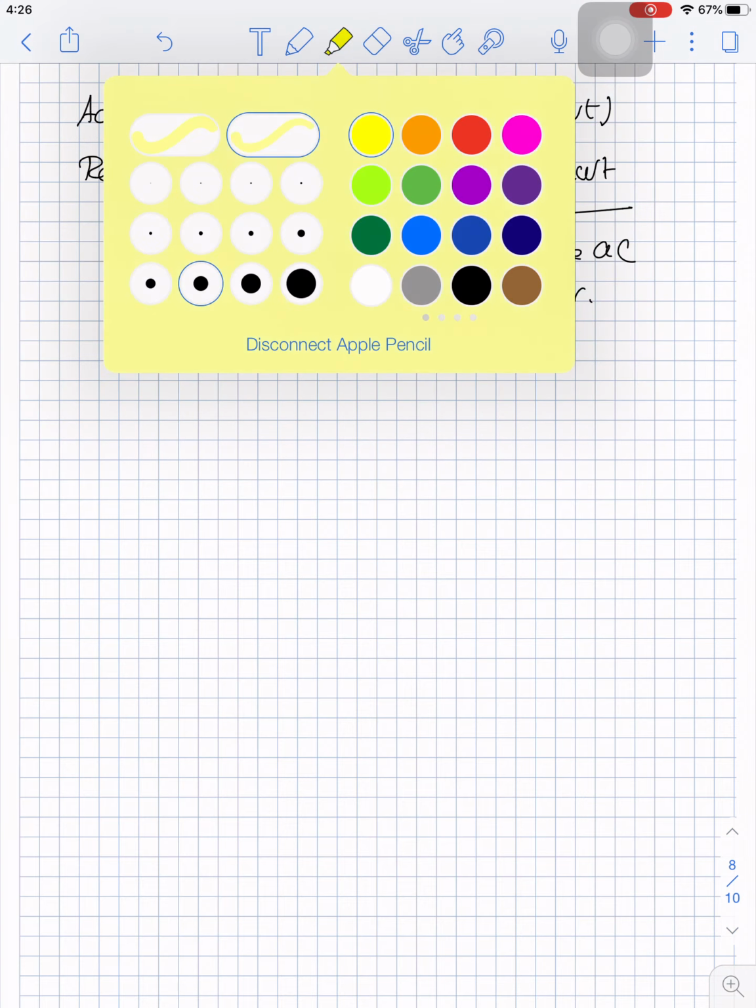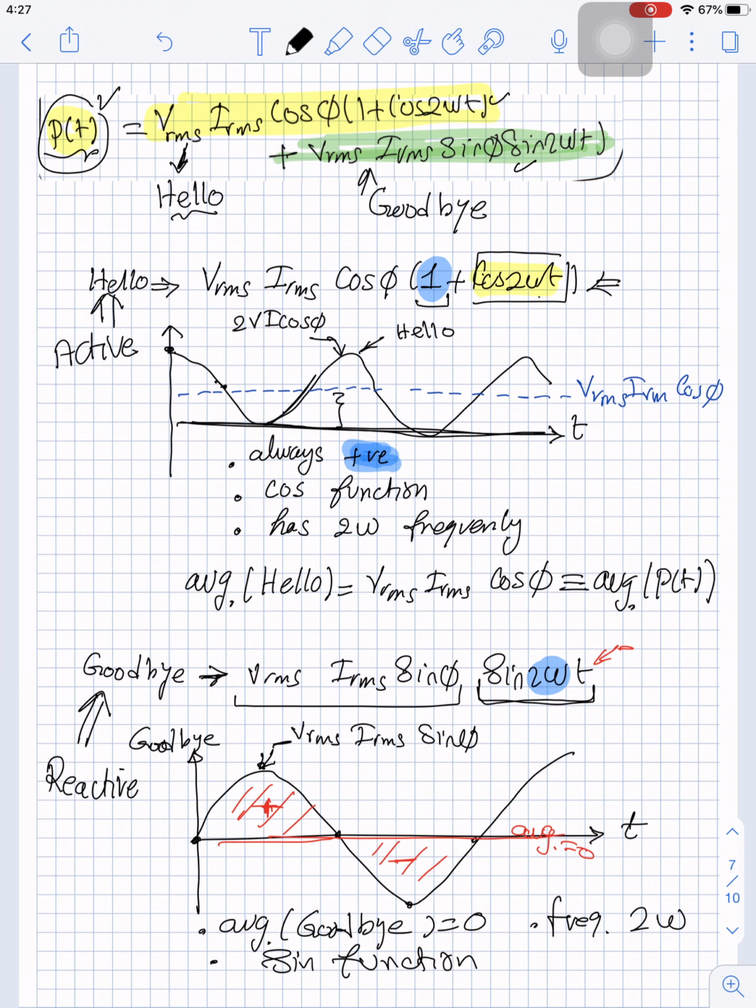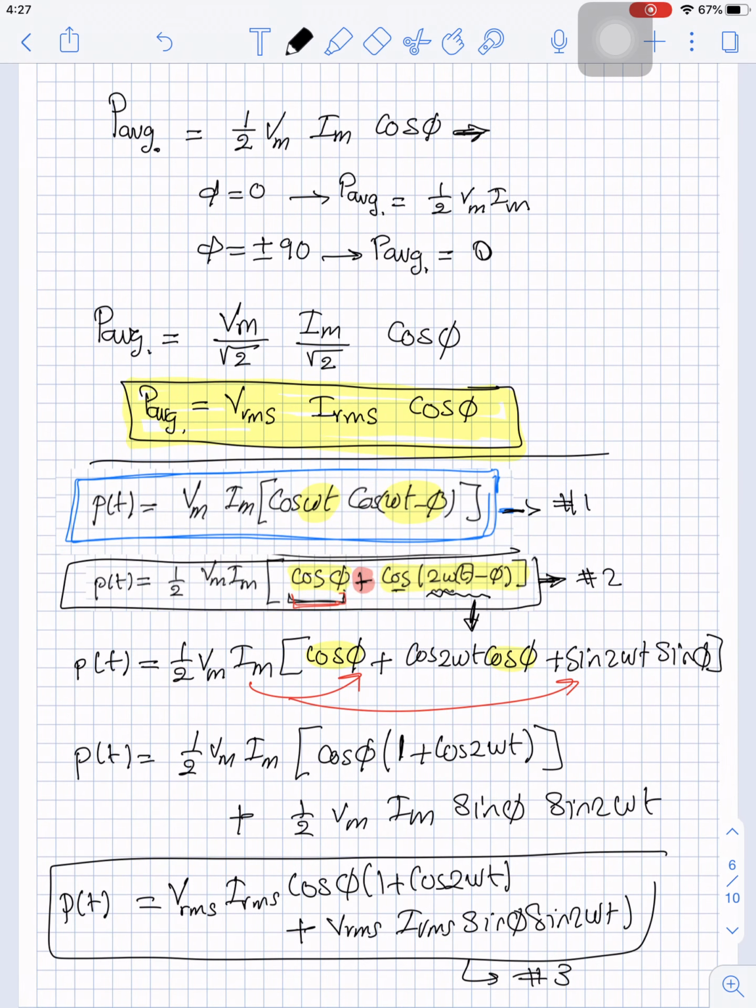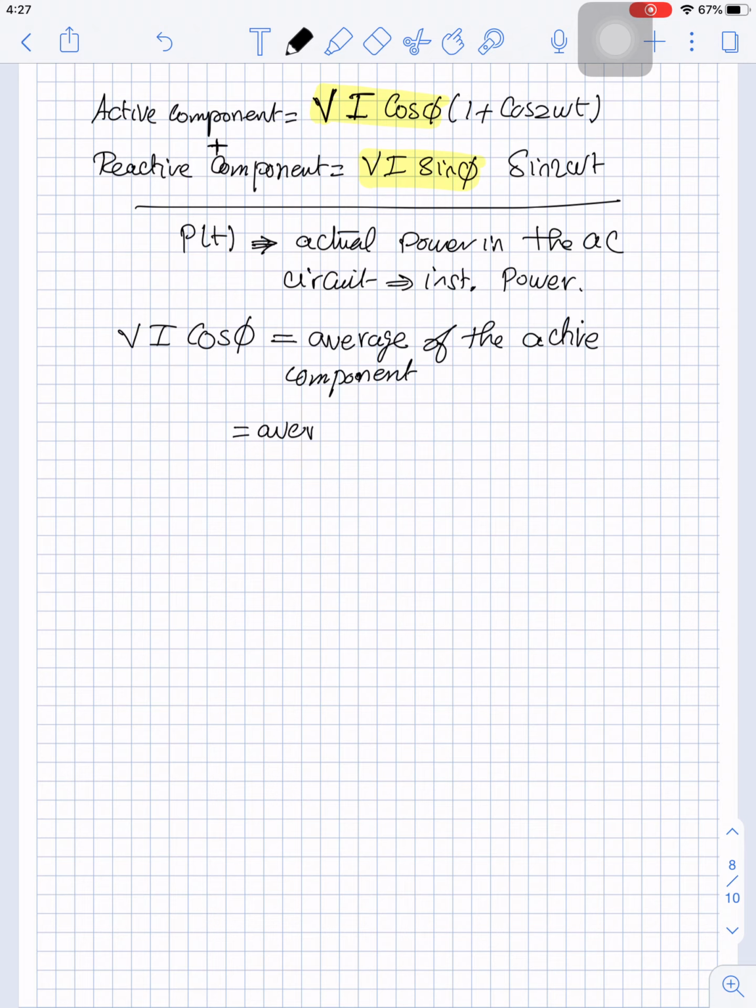Now let's take this value here and let's take this value here. The first value is Vi cos phi. So this value is the average of the active component. As we did the proof here, the average of the active component is Vi cos phi, which is the exact same average we found here for the power of t. So we found the average for power of t as the same expression. So this value here is also the average of P of t. So we will give this power the name average power, or we will name it active power, and we will give it the name real power, as we will see later on.